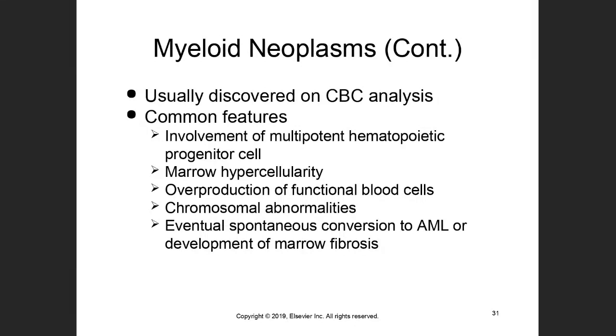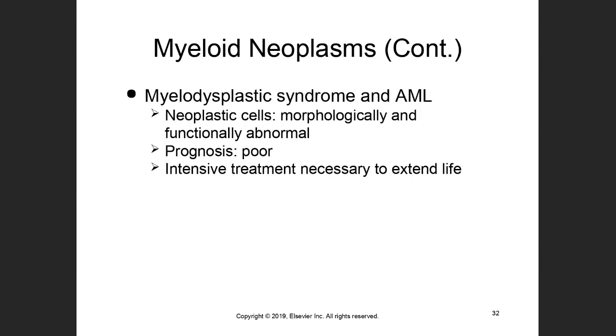Usually discovered on CBC analysis, common features involve multipotent hematopoietic progenitor cell, marrow hypercellularity, overproduction, chromosomal abnormality, myelodysplastic syndrome, and AML. And AML means acute myelocytic leukemia. Neoplastic cell prognosis is poor and intensive treatment is necessary to extend life.